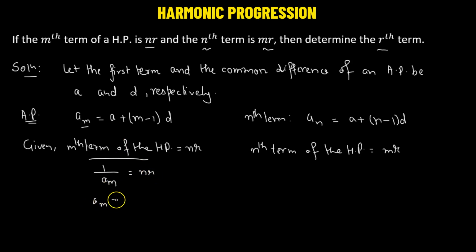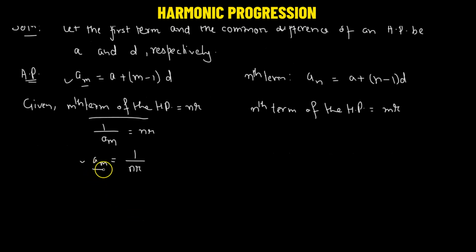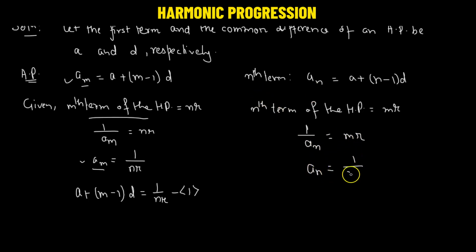So let's take the reciprocal on both sides. So we have am equals 1 over nr. We can replace am with a plus m minus 1 times d. So this will be equal to 1 over nr. Let's label this as equation number 1. And the nth term of the harmonic progression is nothing but the reciprocal of the nth term of the arithmetic progression, an. So this is mr, and we have an equals 1 over mr. an is a plus n minus 1 times the common difference d, which equals 1 over mr. We're going to label this as number 2.